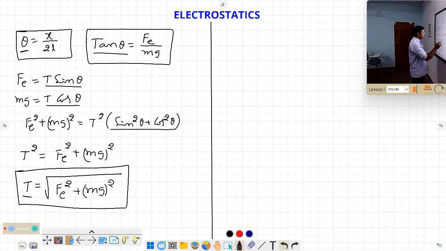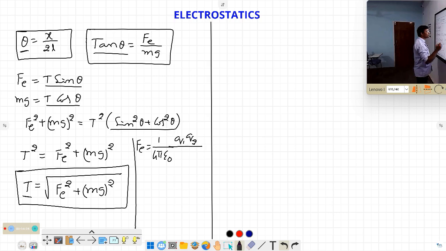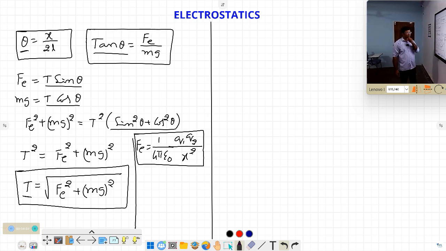Now here, what is the formula for Fe? Fe is equal to 1 by 4 pi epsilon naught, Q1 Q2 by R square. One charge is Q1, the second charge is Q2. Here x is the distance we took in the diagram. X square is the distance between the two charges. Okay, this way you are going to write certain relations for problems.